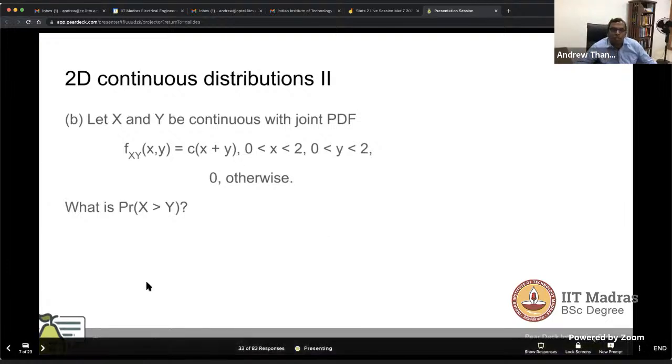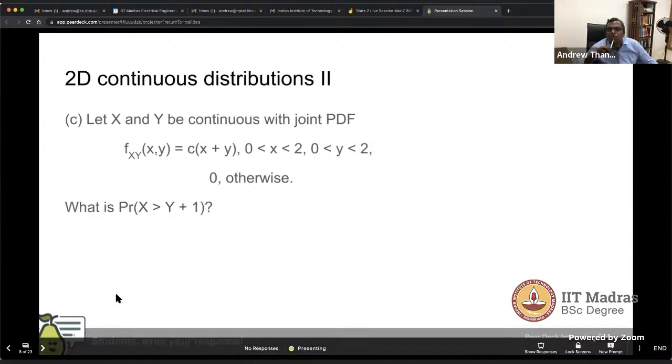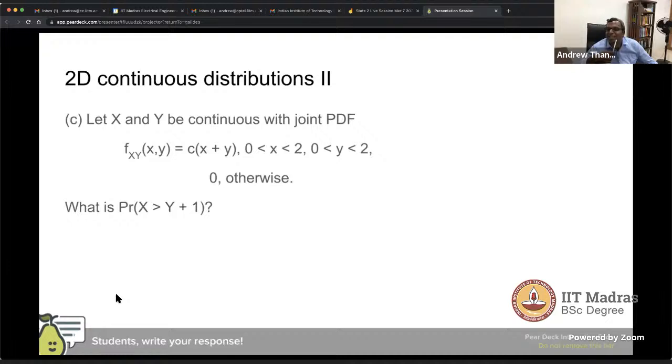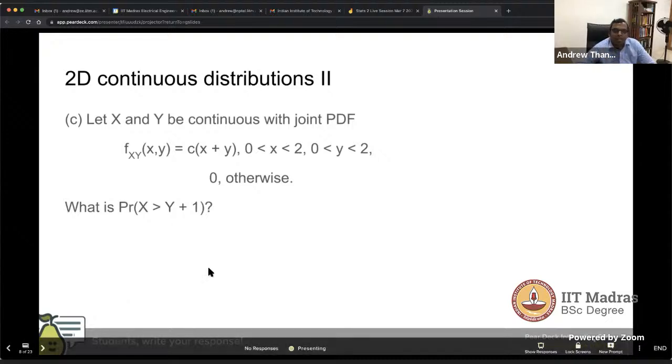But in most cases in the exams, we ask just direct problems which don't involve any major trickery of this sort. Anyway, in this case, the answer is half. What about this one, x greater than y plus 1? Here you can't use trickery too much. Integration is reasonably good enough.